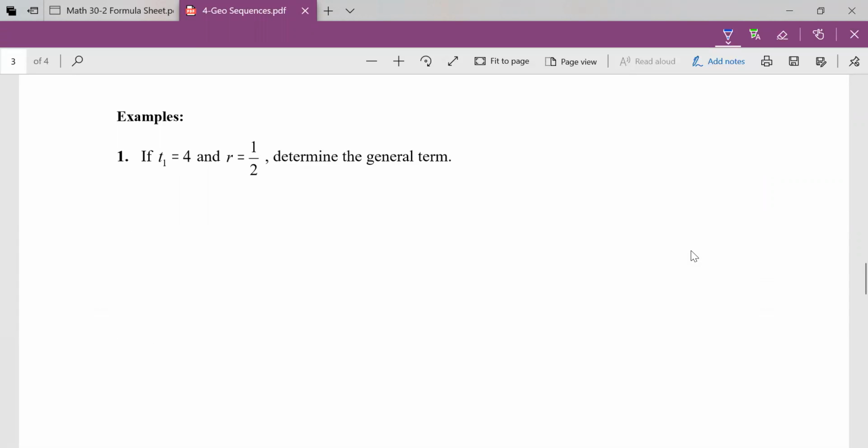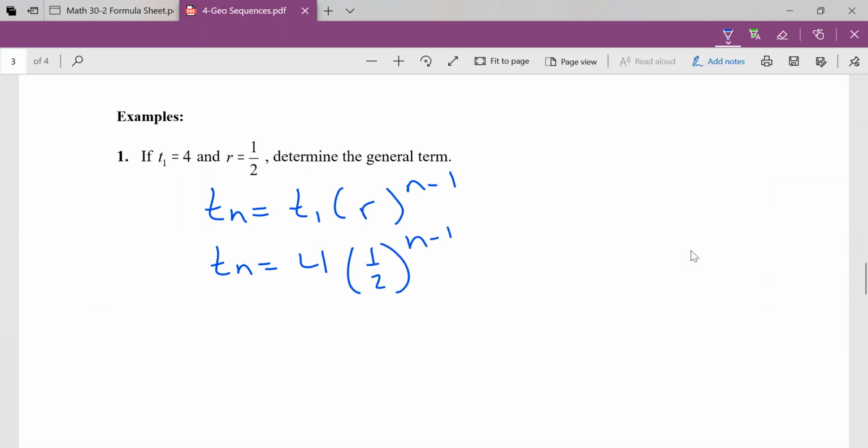If term 1 is 4 and r is equal to a half, determine the general term. No biggie. Again, always write down your formula or your general term and sub in your values. So T1, well, that's 4. r is a half, and n minus 1. And really, there it is.